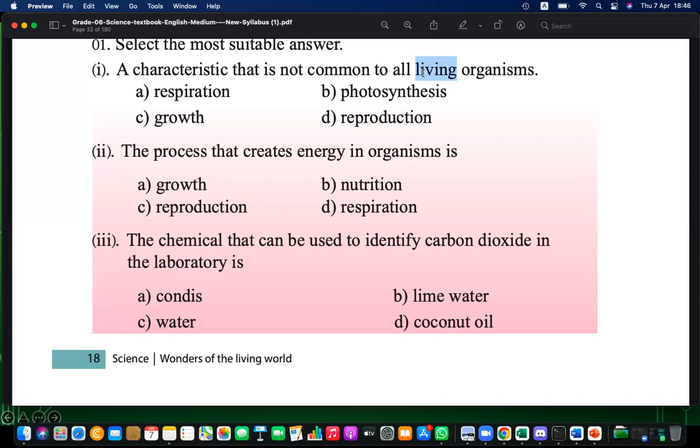Then the second one: the process that creates energy in an organism is? Nutrition is a way of absorbing, and nutrition is also needed, but the answer is respiration. When you inhale, the oxygen reacts with the food that you take in. Why are they reacting? To produce energy. As a result, it produces carbon dioxide. So the most appropriate answer is respiration. To get the energy, we need nutrition and oxygen both, but respiration is the process which produces the energy.